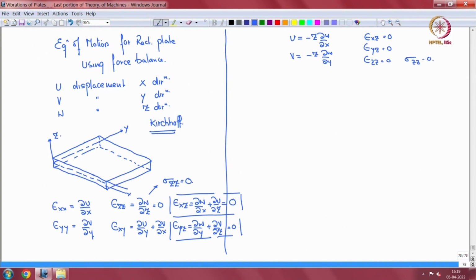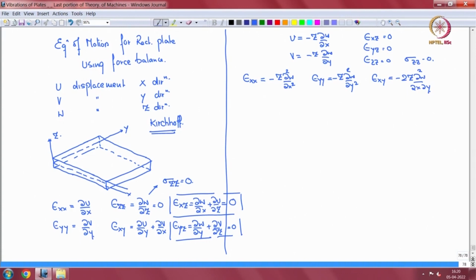Okay. So what happens to my epsilon xx? It becomes equal to minus z del 2 w by del x square, epsilon yy is minus z del 2 w by del y square, and epsilon xy is minus 2z del 2 w by del x del y.